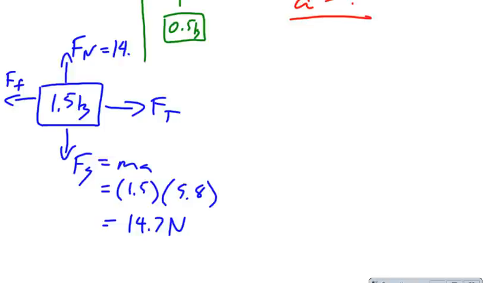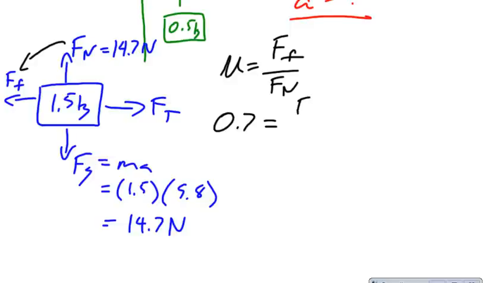From here, we can figure out our friction. Coefficient of friction is equal to force of friction over force normal. I told you earlier that the coefficient of friction is equal to 0.7. So that's equal to force of friction over 14.7. And when we put that into our calculator, that is equal to 10.3 as your force of friction.